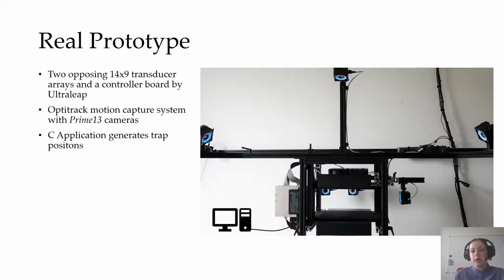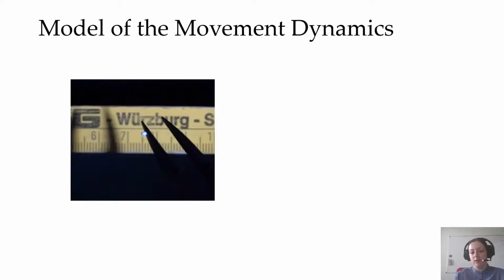The real prototype consists of 2 opposing rectangular arrays of ultrasonic transducers, a controller board, and 6 OptiTrack Prime 13 cameras. A C application receives input from the motion capture system and generates the corresponding acoustic trap positions. To be able to generate a physically accurate rendering of the levitating particle in the simulator, we need to derive a mathematical description for its dynamics.